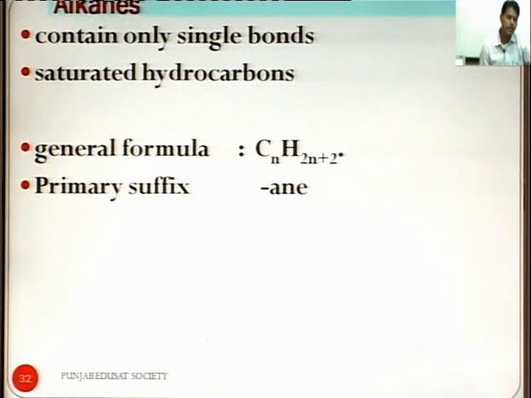C2H6, that is 2 more than double the carbon atoms. So, the hydrogen number is 2 more than double the carbon number. So, alkanes are compounds which contain only single bonds. These are called saturated hydrocarbons. The general formula is CnH2n+2 and the primary suffix is -ane.